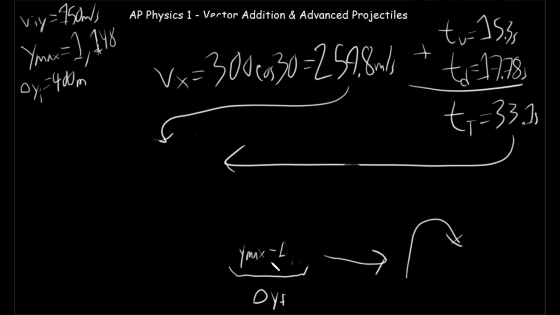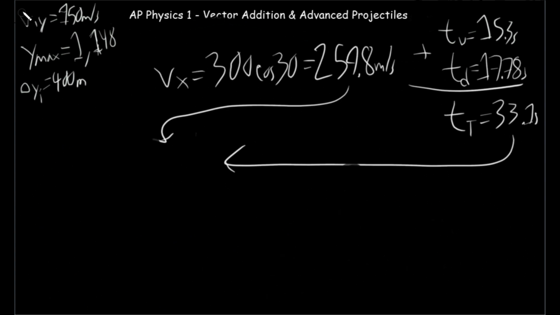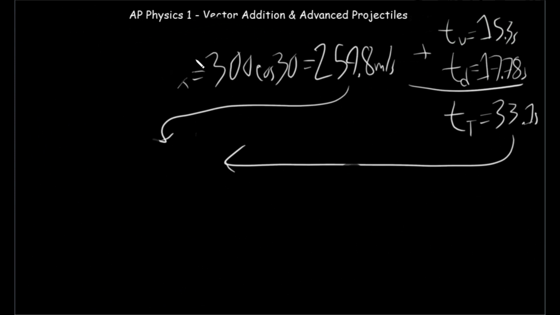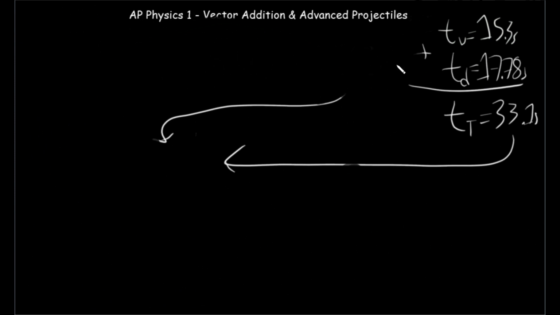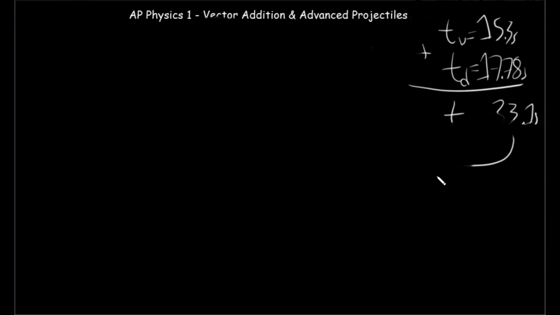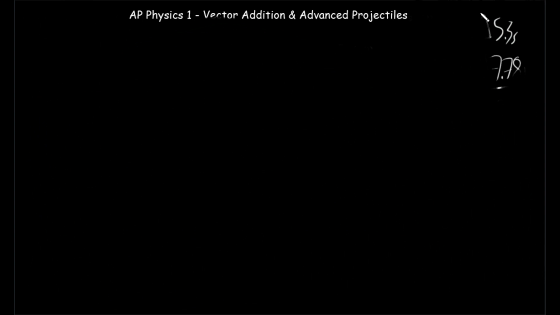And that is how you solve for vector addition and quote-unquote advanced projectiles. I don't know why I called it advanced projectiles. I just said advanced because I didn't really know what else to call it. Projectiles 2, but that seems too basic, so I just decided to call it advanced projectiles. Anyways, that's all for this video.